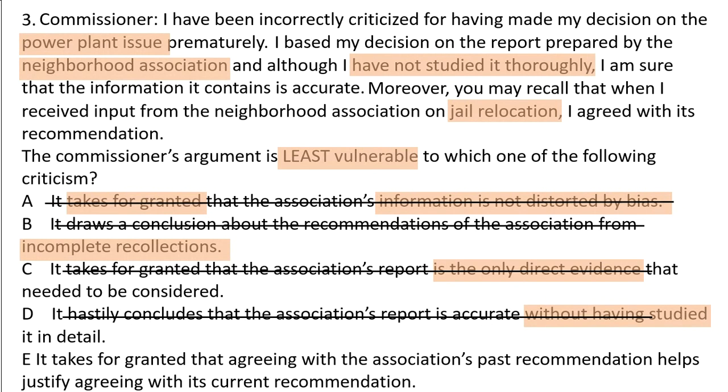Option E is our answer by default, but let's check it. It takes for granted that agreeing with the association's past recommendation helps justify agreeing with its current recommendation. What does it say? That the association's past recommendation has been taken, so now they can take the current recommendation also. So this is not criticizing the commissioner's argument significantly. Option E is our answer.